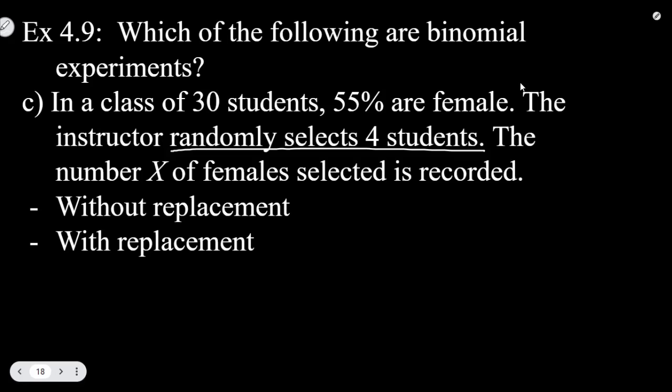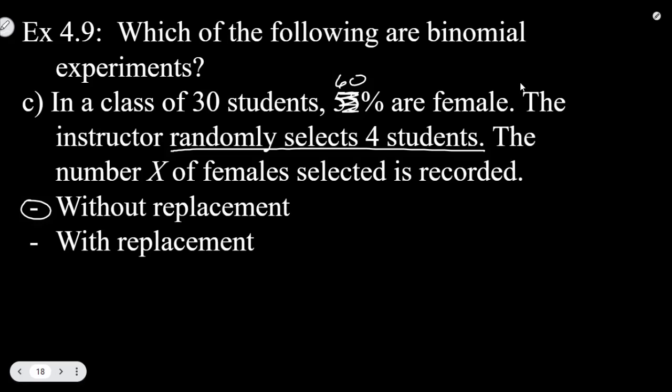In a class of 30 students, 55% are female. So here's where these two options come into play. Without replacement, we have a problem, because if 55% of your students are female, let me grab my calculator here. That's an interesting number. That actually doesn't even make sense. That means 16.5 of your students. Let's just change this to 60% of your students are female.